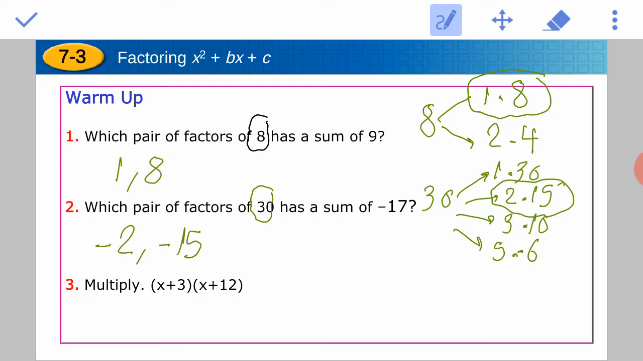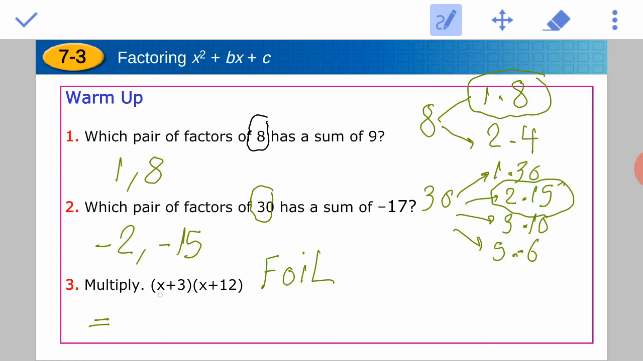Another very important skill you need to recall before we start is multiplying a binomial times a binomial. We're using a method from chapter 6. It's called FOIL. What is FOIL? F stands for first, O outer, I inner, and L last. How do we multiply this using FOIL? Simply, we follow the FOIL method.